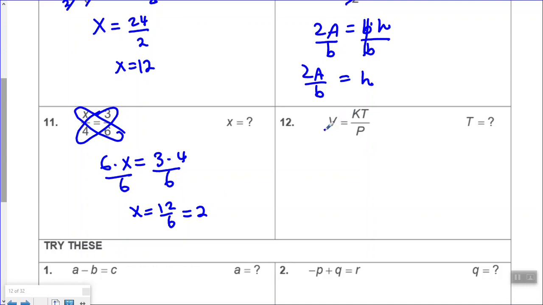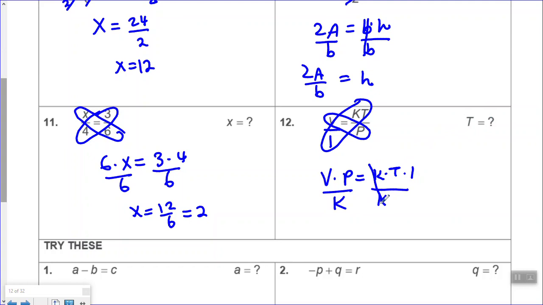This one you can also do with cross multiplication. Rewrite v as v over 1. Do the cross multiplication. Then v times p equals k times t times 1. If we want to isolate t, divide both sides by k. 1t equals vp over k. So 1t is the same as t, right? So you can write t equals vp over k.